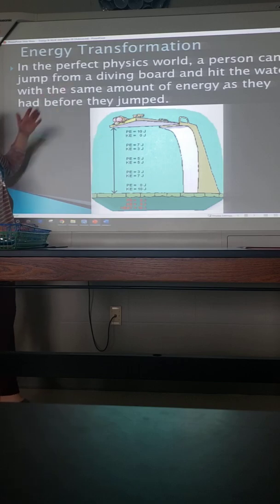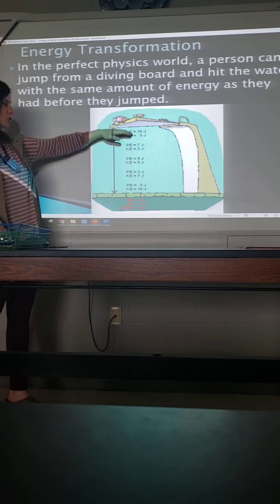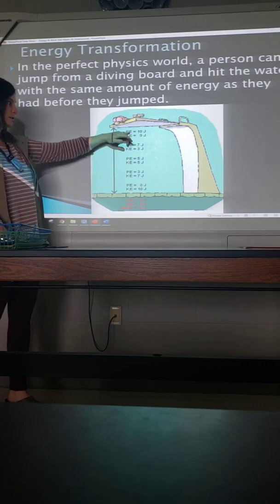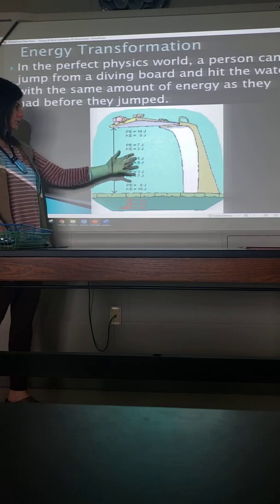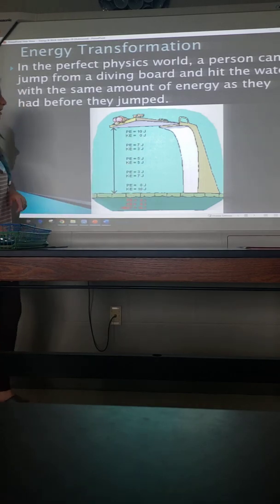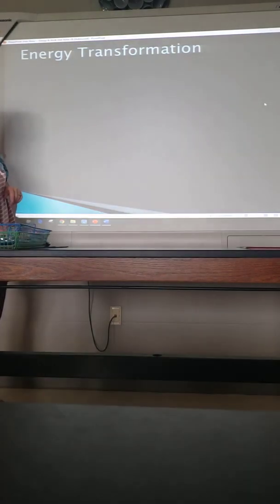Okay, so again, in a perfect physics world, a person could jump from a diving board and hit the water with the exact same amount of energy that they had at the top. So you have all potential, now you have all kinetic, as you have zero potential because you have zero height, right? So 10 joules of potential, 0 of kinetic because he's not moving. Then as he starts to fall, that starts to switch, and now we have 0 potential and all kinetic. But we know that that is not exactly a realistic way of how things happen.